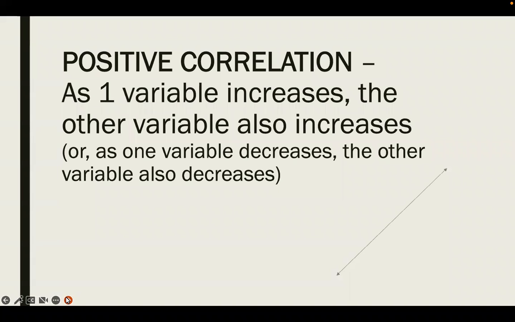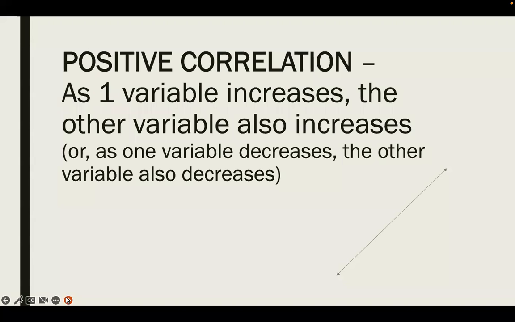Now let's focus here on positive correlation. When I have positive correlation, we say as one variable increases, the other variable also increases. So they're going the same direction. Now you could also talk about positive correlation as one variable decreases, the other variable also decreases. So as long as both of your variables are doing the same thing, they're either both increasing or they're both decreasing, that gives us positive correlation.